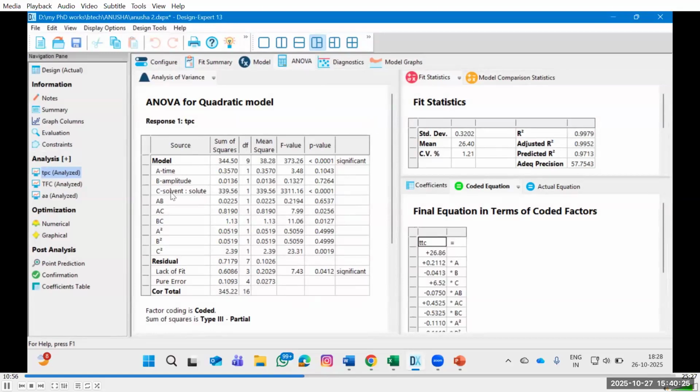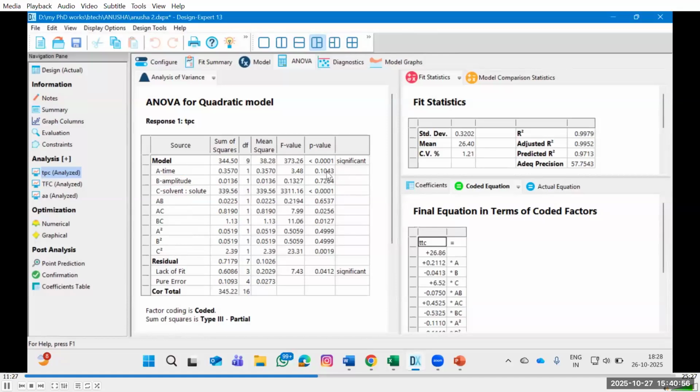And there are the different coefficients of the regression equation. Like these three represent the linear coefficients, these three will be the interactive coefficients, and these are the quadratic coefficients. For these, we'll also get the p-value, showing how each term will affect the phenolic component.